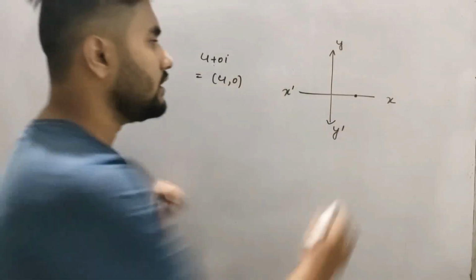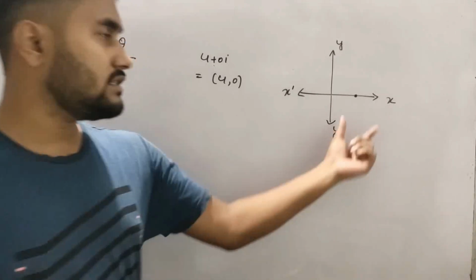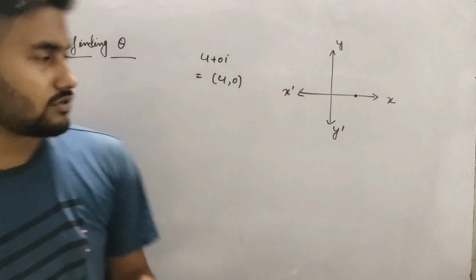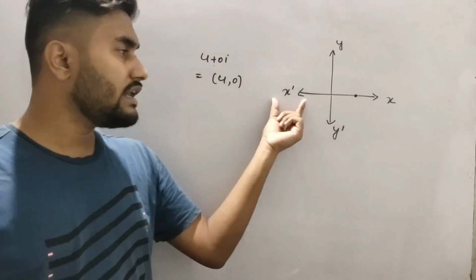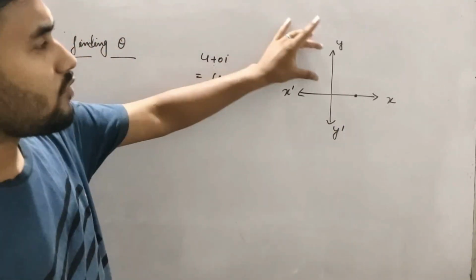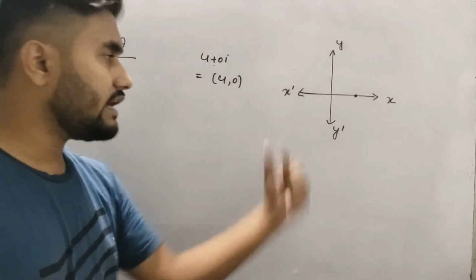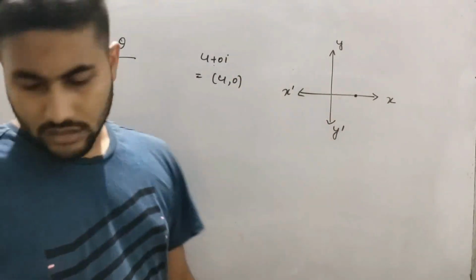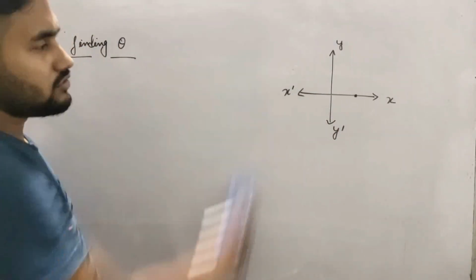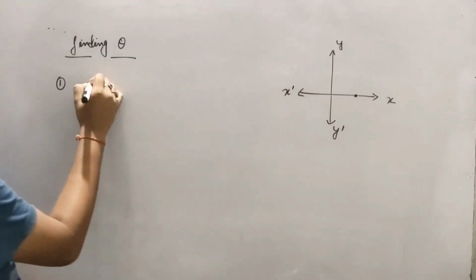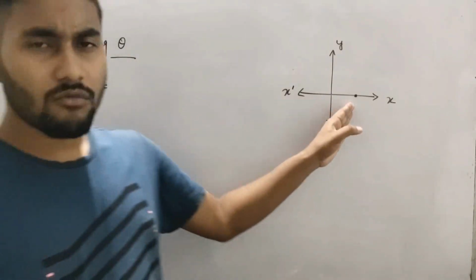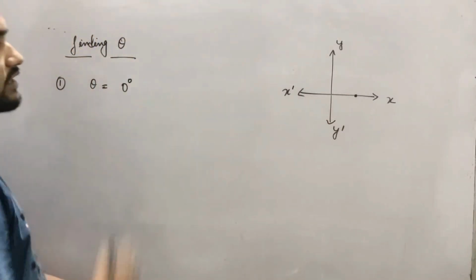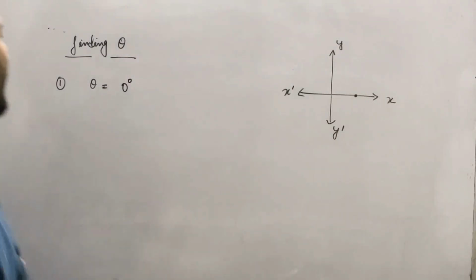Or I should say that in the Argand plane, this is the positive part of the real axis and this is the negative part of the real axis, and this is the positive part of the imaginary axis and this is the negative part of the imaginary axis. So this type of point will lie in the positive part of the real axis. So for that, what will be the value of theta? Clearly no triangle will form over here. So what is the value of theta? No rotation. So the value of theta is simply 0 degree. Next, number 2.